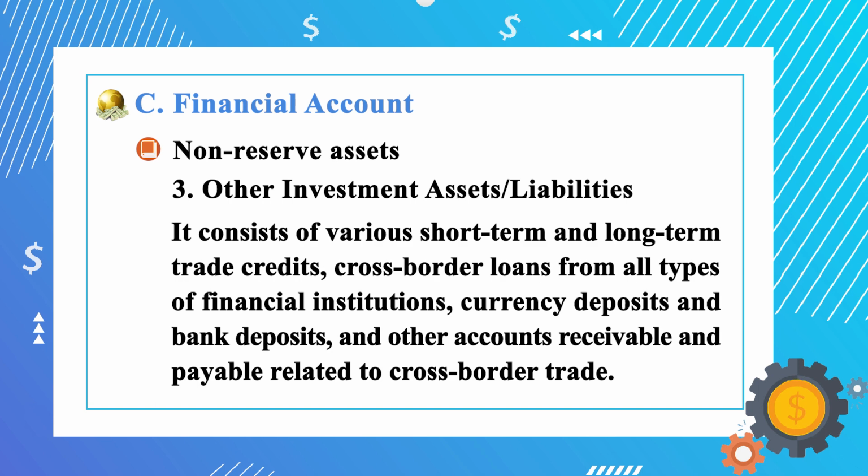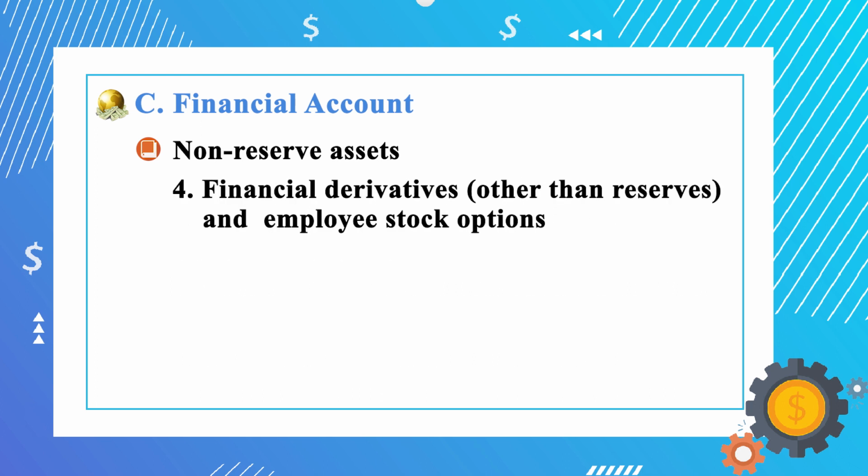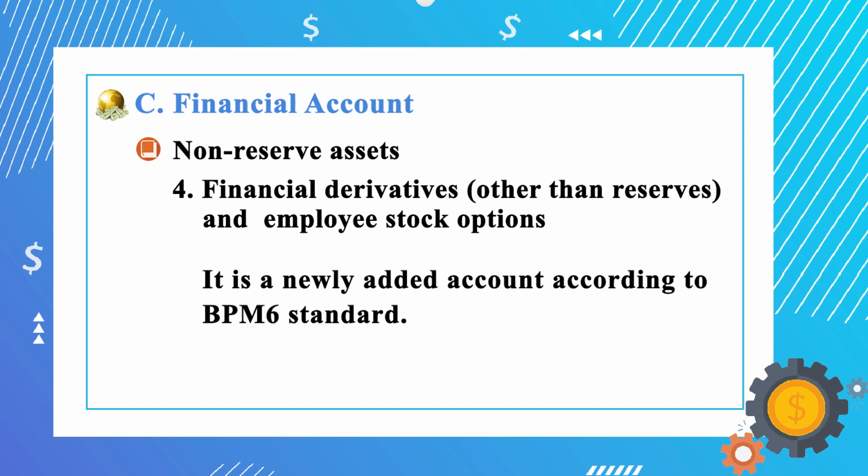It consists of various short-term and long-term trade credits, cross-border loans from all types of financial institutions, currency deposits and bank deposits, and other accounts receivable and payable related to cross-border trade. Financial derivatives other than reserves, and employee stock options, is a newly added account according to the BPM 6 standard.